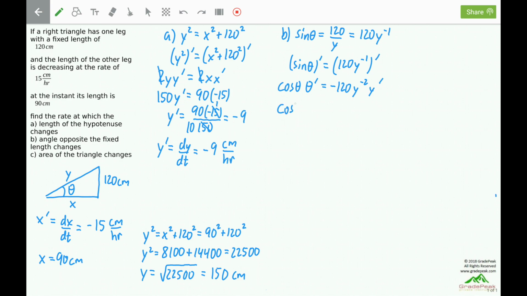So we have cosine of theta, theta prime, equals -120. We can move that y to the -2 to the denominator. That'll be y to the +2, but the y prime stays in the numerator. We can now plug some numbers in. One thing we want is the cosine of theta. Well, if we look at our triangle, the cosine of theta is the adjacent side, which is x, and we have a number for that. That's 90. And then it's over the hypotenuse, which is y, which we have a number for. That's 150. So it'll be 90 over 150.